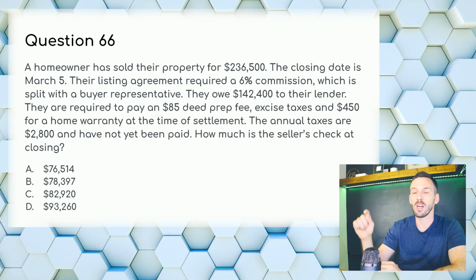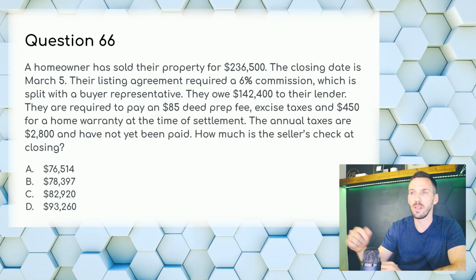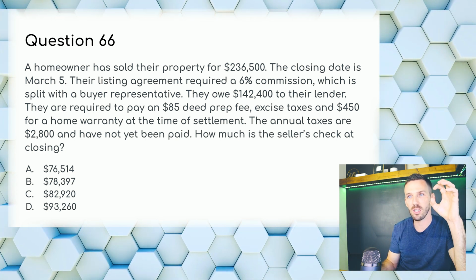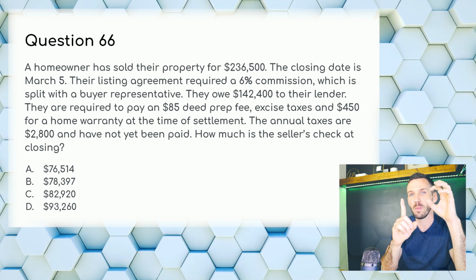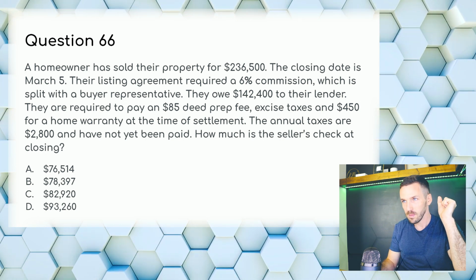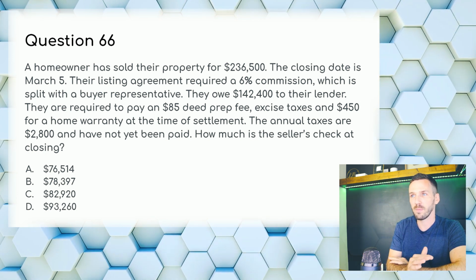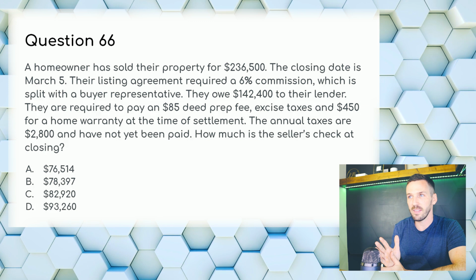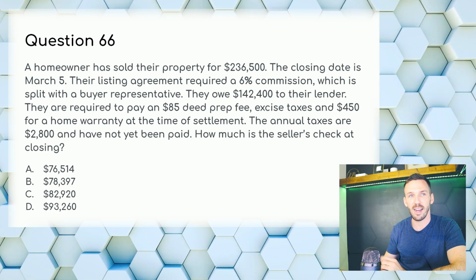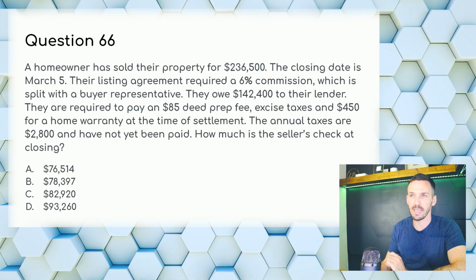Excise tax is $473. And you get that by every $500 of the amount, it's $1. So take the purchase price and subtract what they owe the lender and the other fees to get the $78,397. Answer here is B.